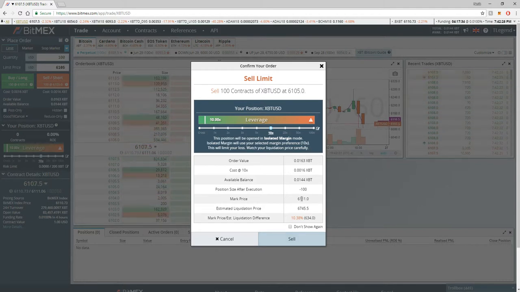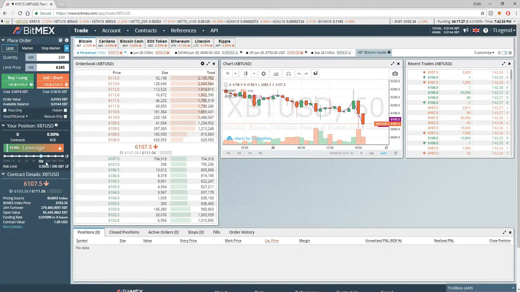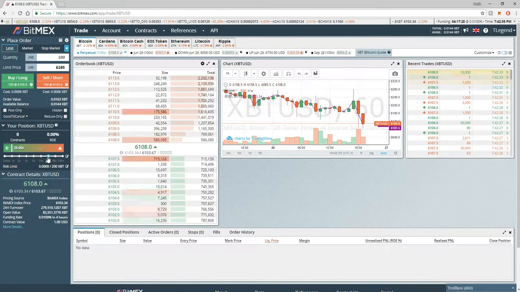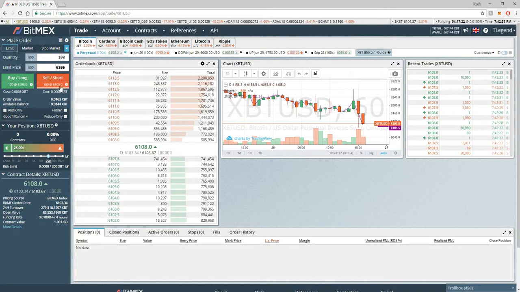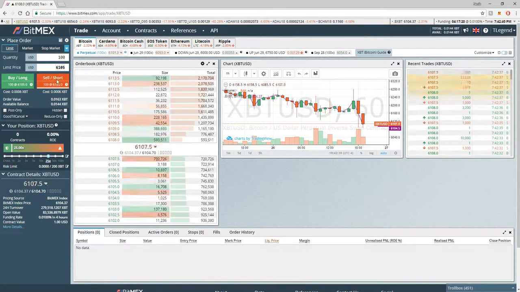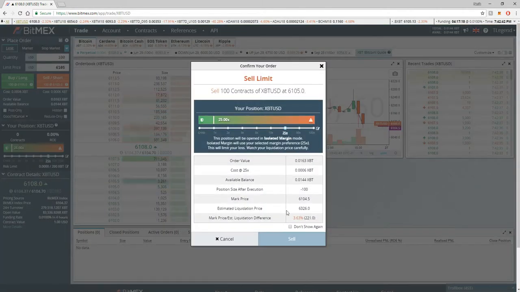The lower the leverage, the further your liquidation price. The higher the leverage, the closer your liquidation. So let's say I used 25x. I'm barely putting in anything, and I'm still getting a contract of $100. If I was to short it there, my liquidation price is 6,326, which is like $200 away from the existing price. And with Bitcoin's volatility, obviously it's easy to get liquidated unless you're confirmed that it's going a certain direction and it's not going $200 the other way.